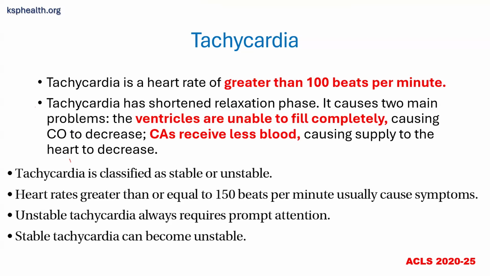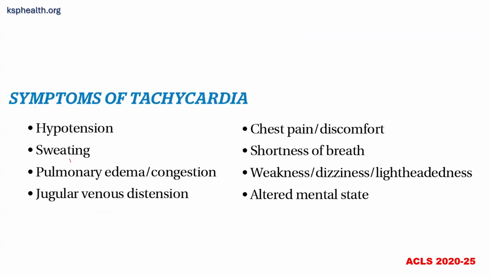Tachycardia is classified into stable or unstable. A heart rate greater than or equal to 150 beats per minute usually causes symptoms. Unstable tachycardia always requires prompt attention. Stable tachycardia can become unstable. Because it is stable at one point doesn't mean that it will remain stable. So make sure you address the underlying cause.